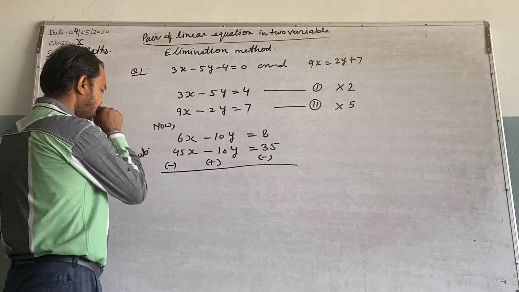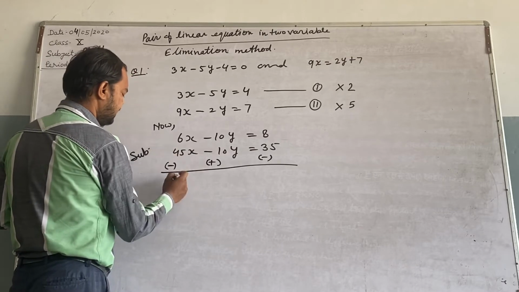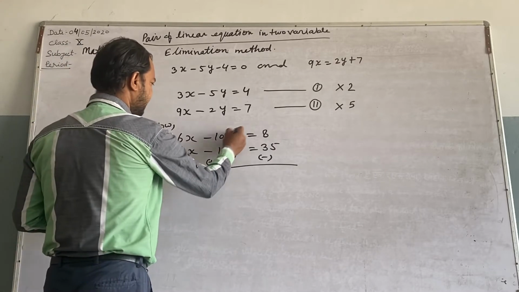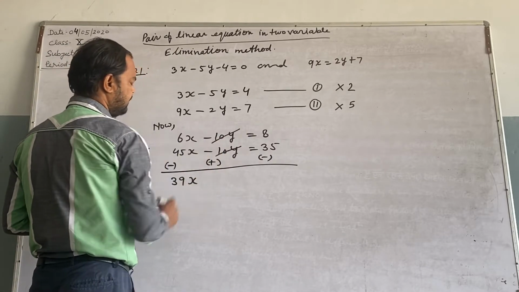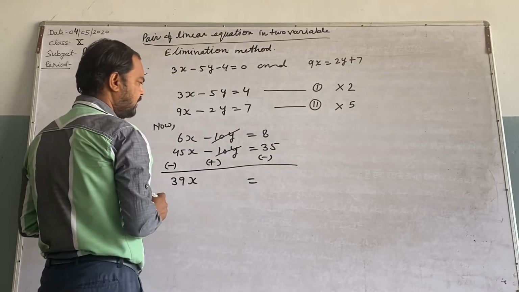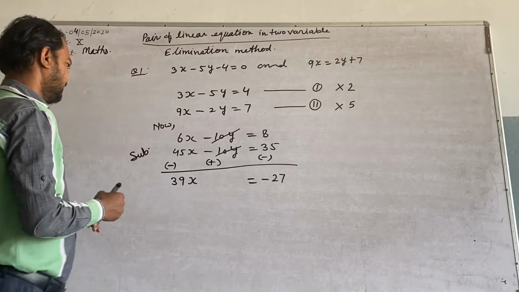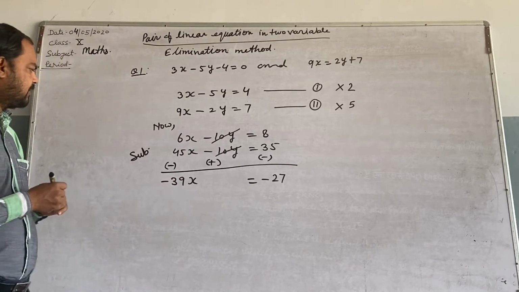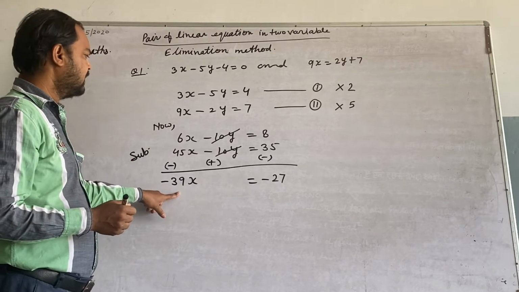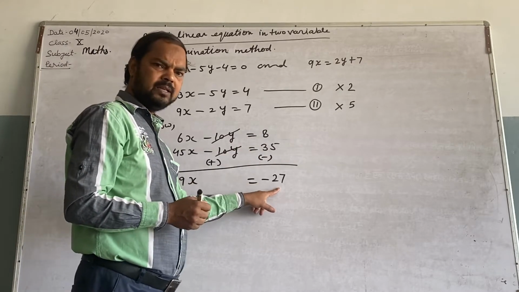Now by the subtraction, this will be 6 minus 45, that is minus 39x, and plus 10y minus 10y, this is plus 10y, this is minus 10y, cancel out, and this is minus 35 plus 8. This is minus 27. This is minus 39 because minus is greater. Minus 45 plus 6 is minus 39x. Minus 35 plus 8 is minus 27.